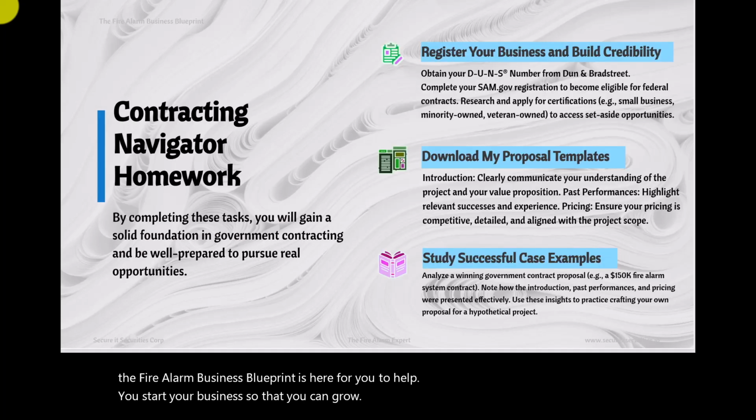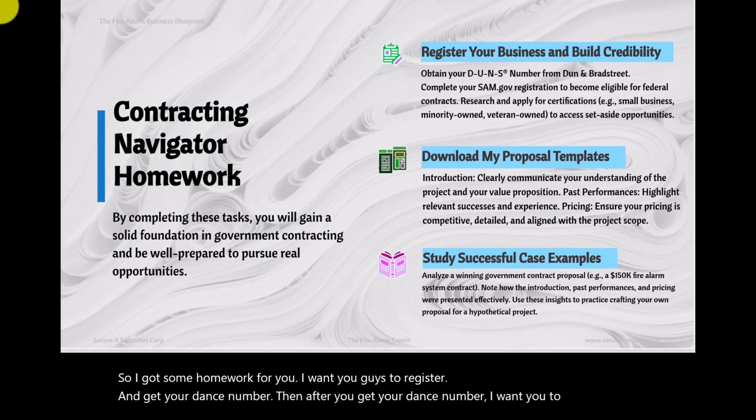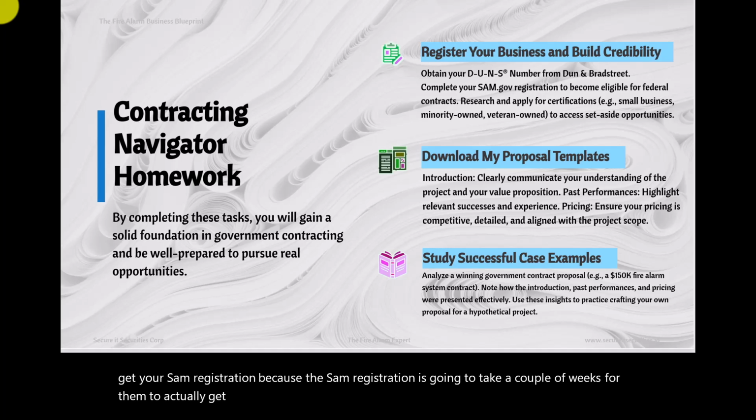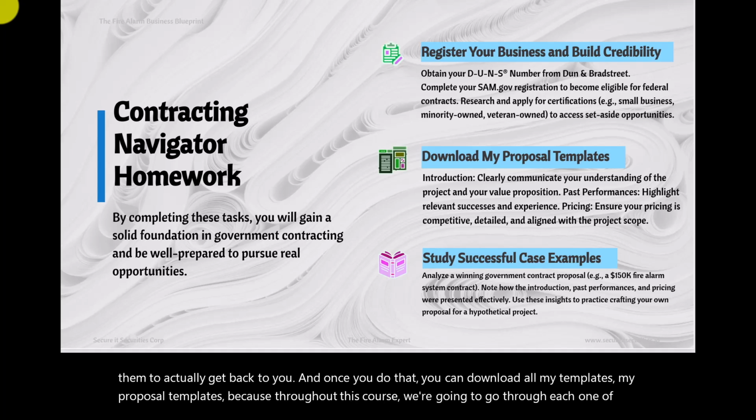So I got some homework for you. I want you guys to register and get your DUNS number. And after you get your DUNS number, I want you to register and get your SAM registration. The SAM registration is going to take a couple of weeks for them to actually get back to you. And once you do that, download all my proposal templates, because throughout this course, we're going to go through each one of these templates and I'm going to show you how to use them.